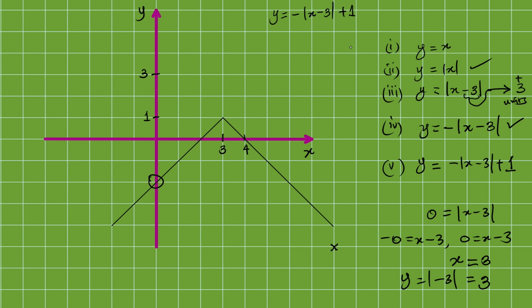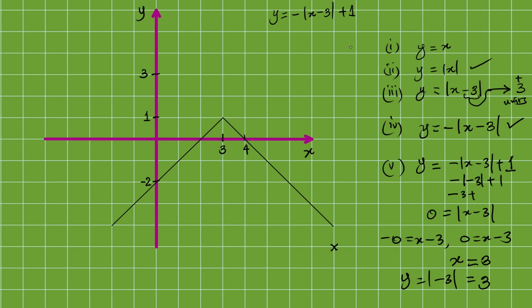Okay, so at this point here, we know that x is 0. So we make x 0 in this equation. If that place is 0 there, right, we have minus 3 plus 1, which gives us minus 2. So that's why we know that this will be minus 2.